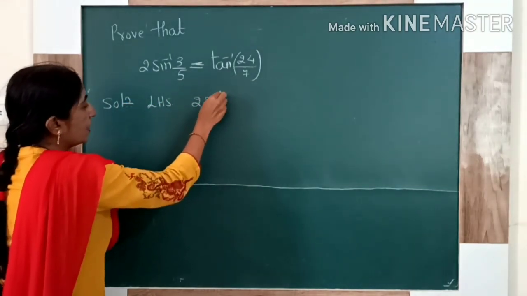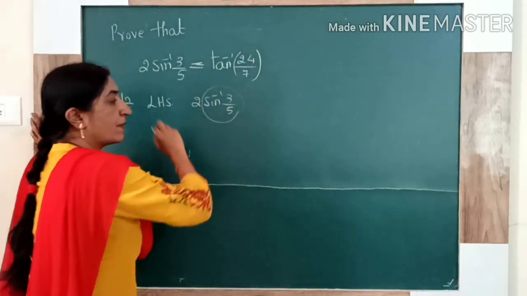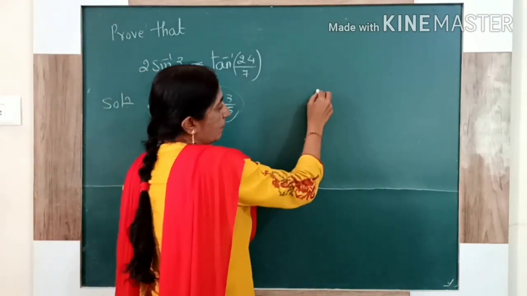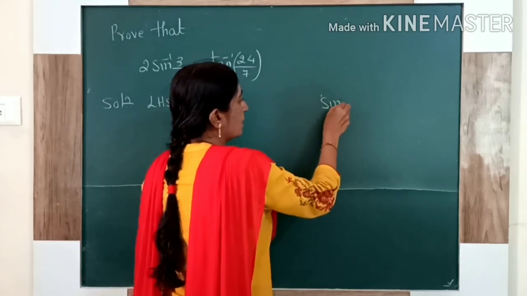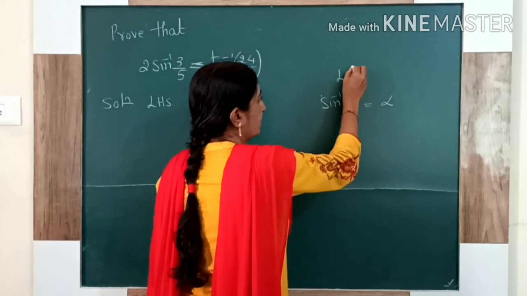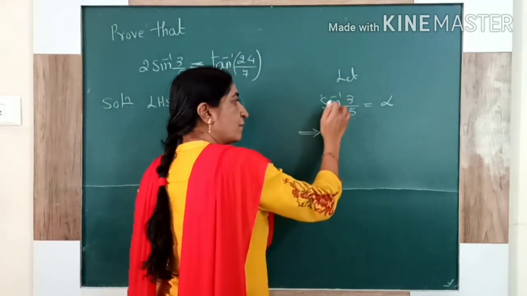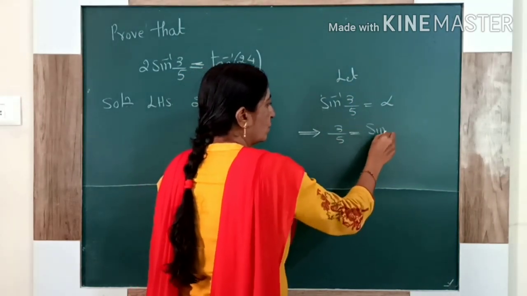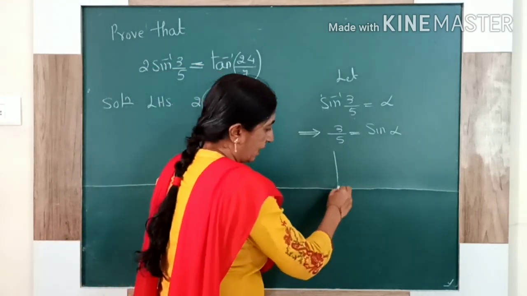2 into sin inverse 3 by 5. Convert the sin inverse 3 by 5 into the form of tan with the help of a triangle. That I am explaining on the right side. Let us take sin inverse 3 by 5 as alpha. So already we are familiar: taking sin inverse to the other side, 3 by 5 is equal to sin alpha. So mark this sin alpha in the right angle triangle.